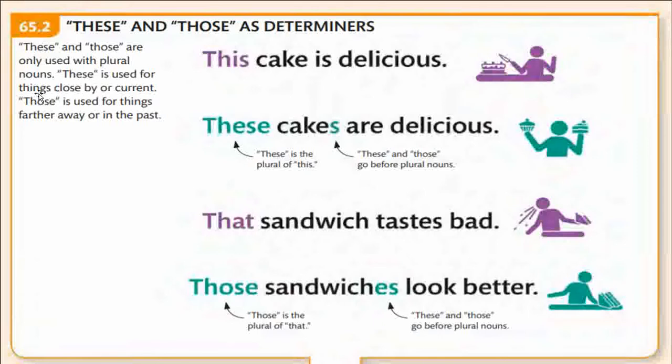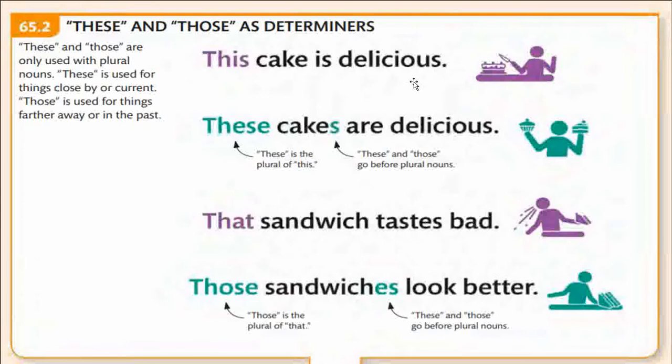These is used for things close by or current. So these is used for the nouns which are in plural and also used for things which are close by or current. That means in the present. Those is used for things far away or in the past. Those is used for things which are away from the speaker or maybe in the past.